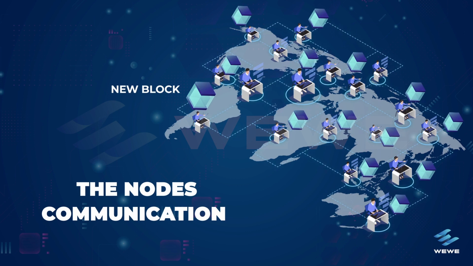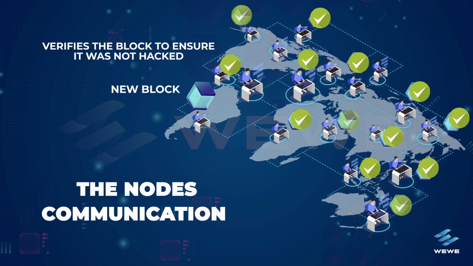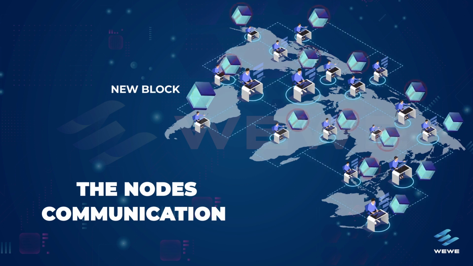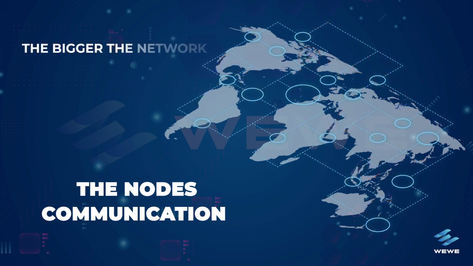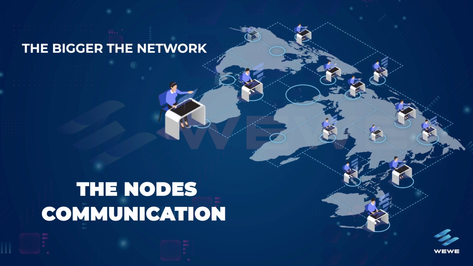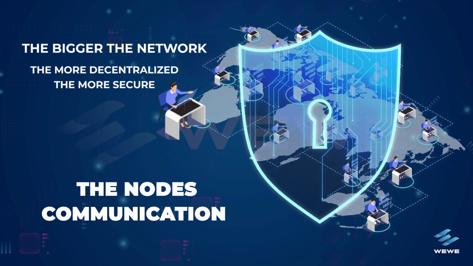Each node, therefore, verifies the block to ensure it was not hacked. If during a block verification, 10 nodes try to enter the wrong information in a 100-node network, confirmation is denied by the other 90 nodes, considering the information to be not true. It is the majority that determines confirmation or denial of a new block. The bigger the node network, the more decentralized and secure the network is.